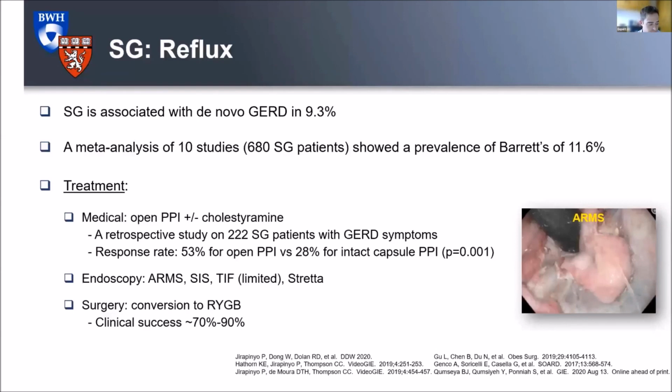However, if their acid reflux symptoms persist, you may consider treating it endoscopically with ARMS, which stands for anti-reflux mucosectomy, STRETTA, or TIF, which is an endoscopic fundoplication, although this is more limited due to difficulty retroflexing the device in a sleeve gastrectomy anatomy. Ultimately, some patients may need a conversion to Roux-en-Y gastric bypass.